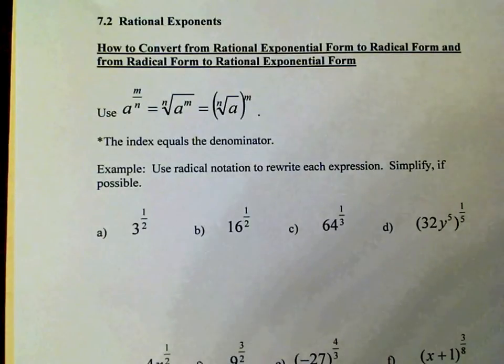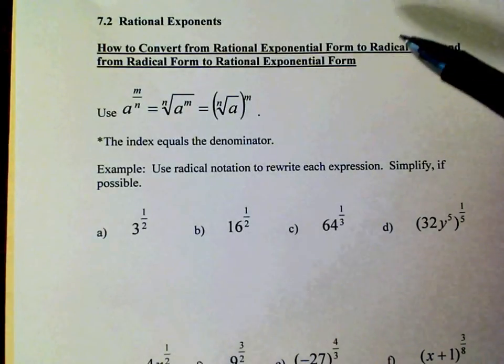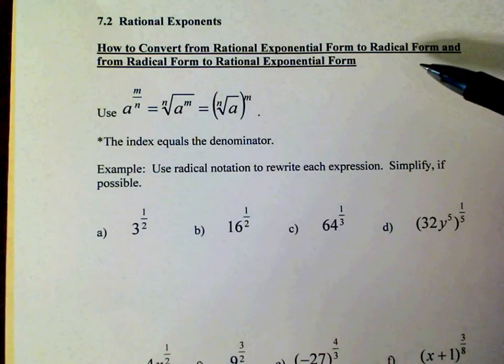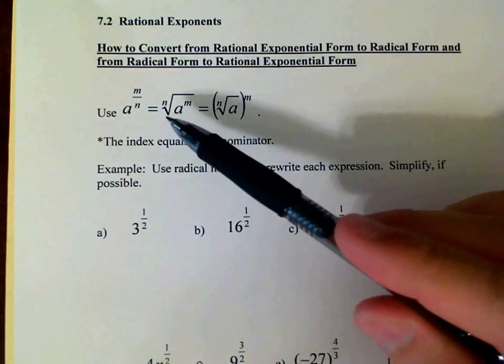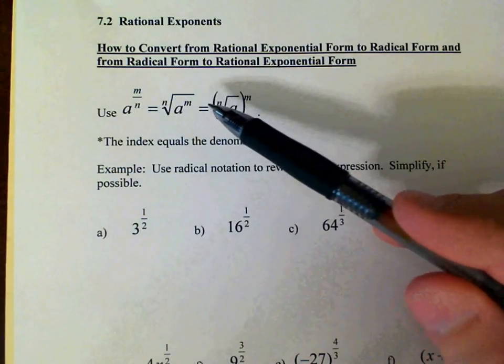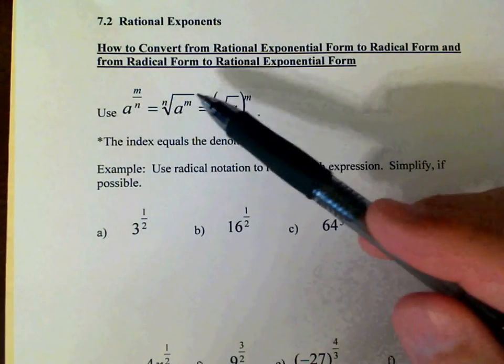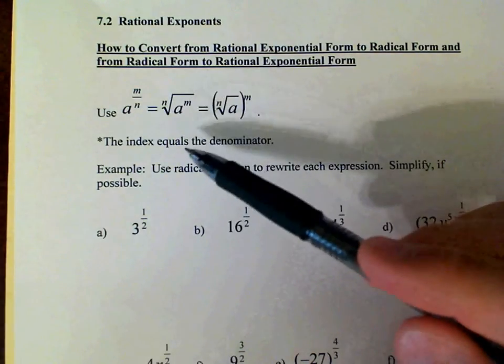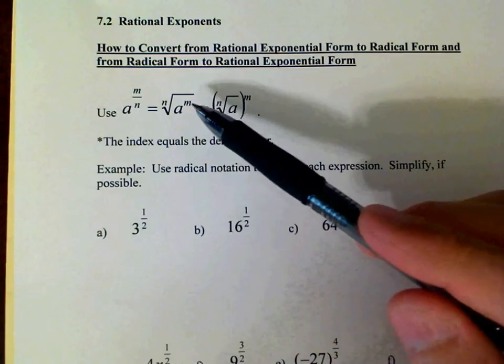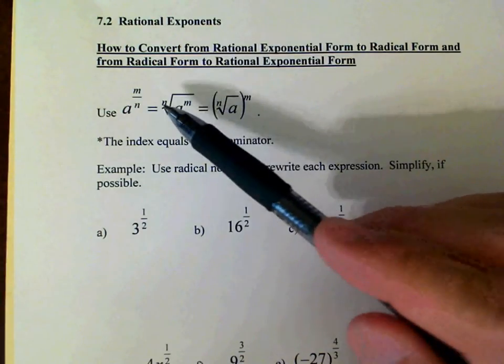7.2 Rational Exponents. We're going to focus on how to convert from rational exponential form to radical form and vice versa. The main property we're going to use is this property right here. If you looked at the 7.1 video, you'll notice that I had said something about the index dividing into the exponent. That's what this property says.